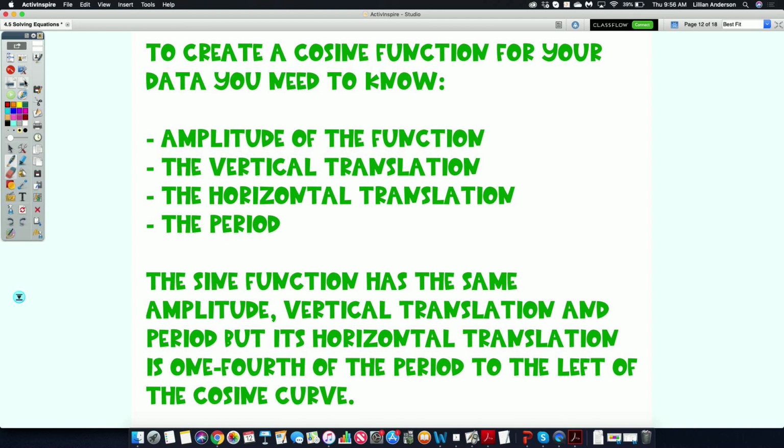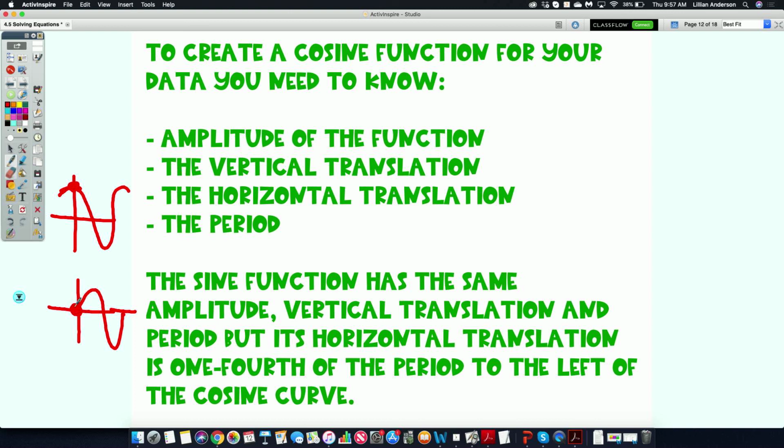And the thing is with cosine, it's a lot easier to find a maximum point, because you know cosine crosses the y-axis at a maximum, versus trying to find this middle point here after it's been stretched, shifted left, right, up, and down. Okay, it's a lot easier to find a max than it is to find this point on a sine function.